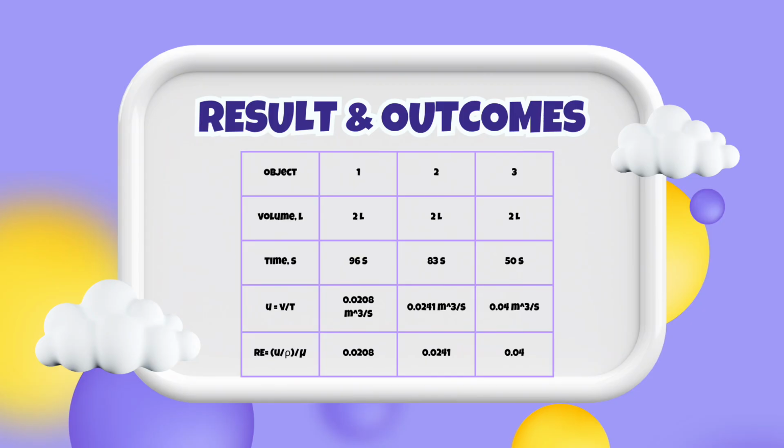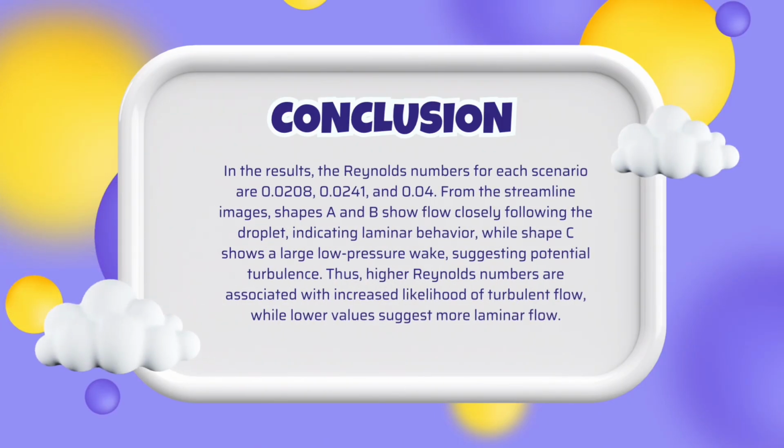Hi, my name is Divish. In the result, the Reynolds numbers for each scenario are 0.0208, 0.0241 and 0.04. From the streamline image, shapes A and B show flow closely following the droplets, indicating laminar behavior, while shape C shows a large low pressure wave, suggesting potential turbulence.